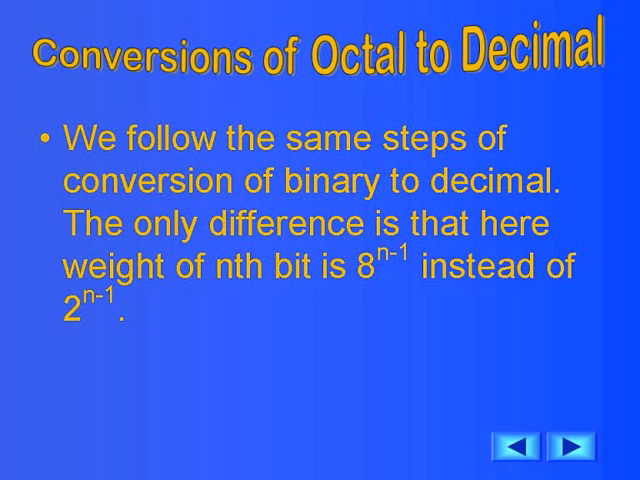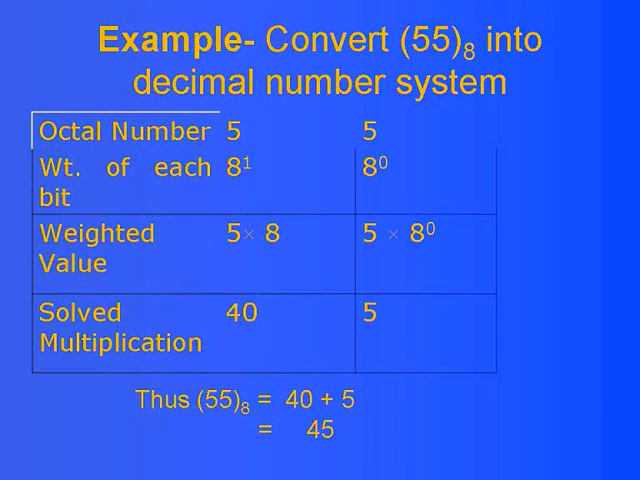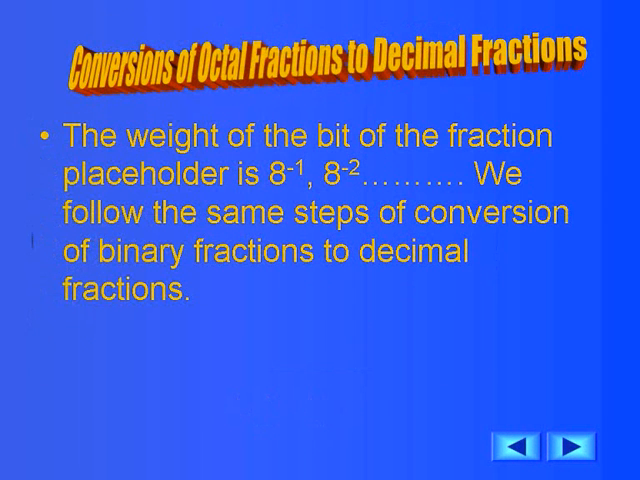Conversion of octal to decimal. We follow the same steps of conversion of binary to decimal. The only difference is that here weight of nth bit is 8 of power n minus 1 instead of 2 of power n minus 1. Convert 55 into decimal number system. So we write the weight of 5 as 8 of power 0. We write weight of 5 as 8 of power 1. Their weighted value is 5 into 8 to the power 0, 5 into 8. So the solved multiplication is 5 and 40 and their sum gives us 45.